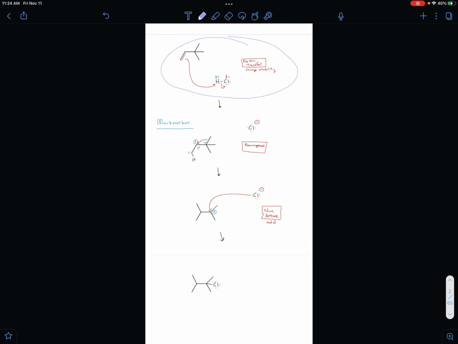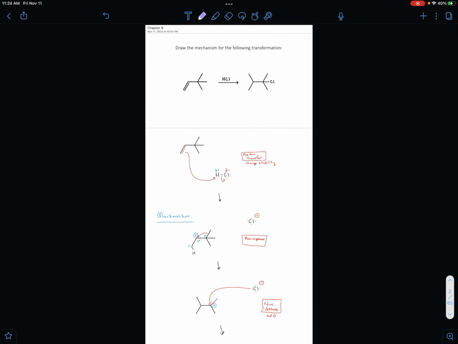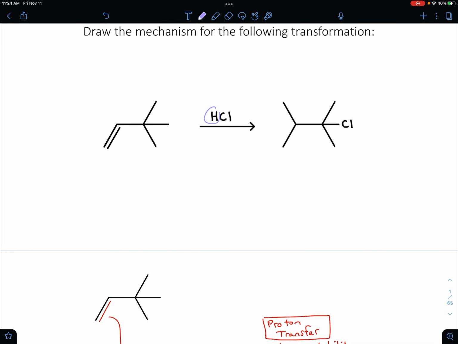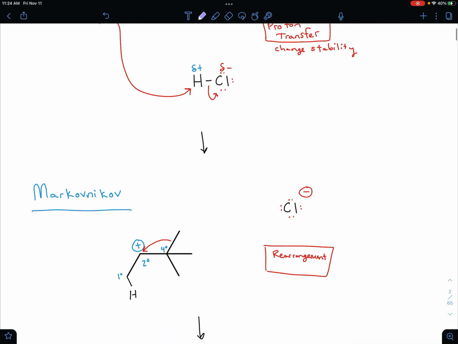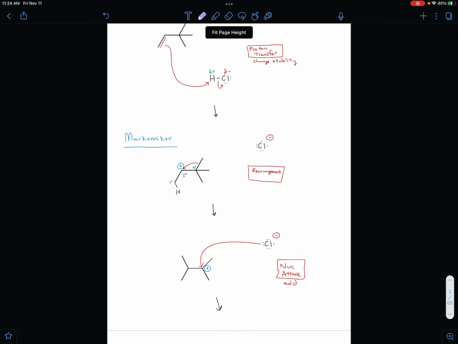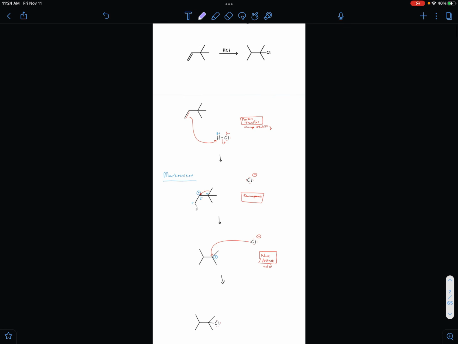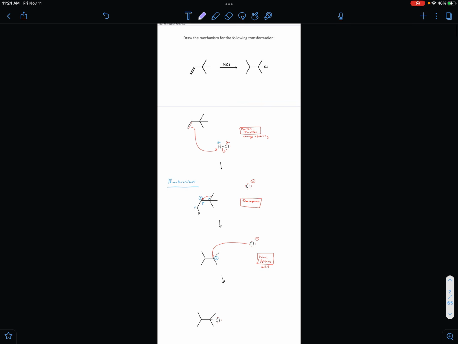So this is the overall mechanism. Three steps. You'll always have the proton transfer. You will only have the carbocation rearrangement if there's a more stable place nearby, and you'll always have the nucleophilic attack. The name for this reaction is hydrohalogenation, because you're adding a hydrogen, hydro, and a halogen, halogenation. And you can see it's Markovnikov addition, and you can have rearrangement.